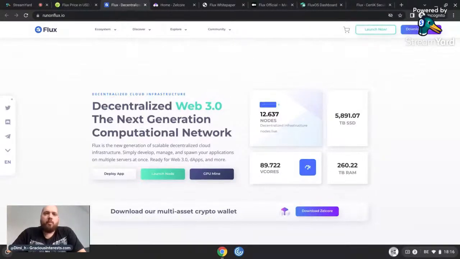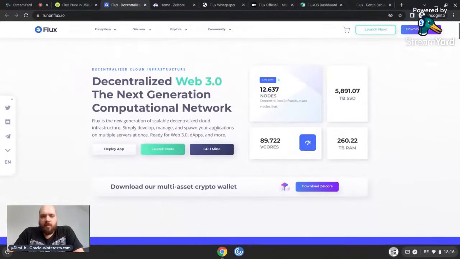It seems to be quite broad, in the sense that it really is a platform not only for dApp development, but also for data storage. Hence why they call it a scalable decentralized cloud infrastructure. Simply develop, manage, and spawn your application on multiple servers at once, ready for Web 3.0.